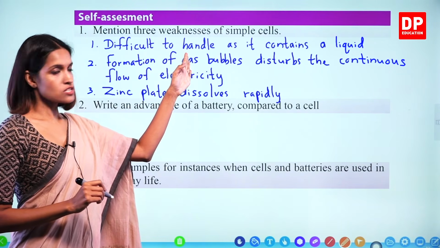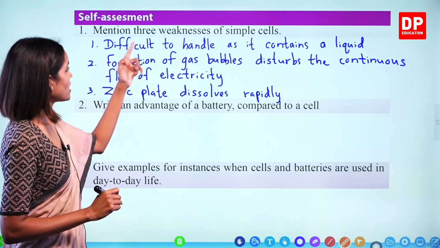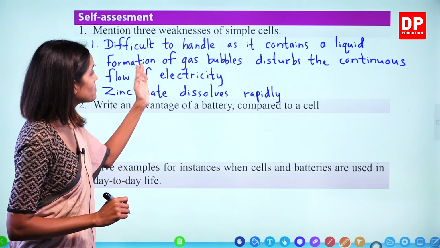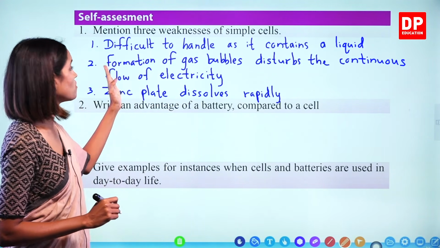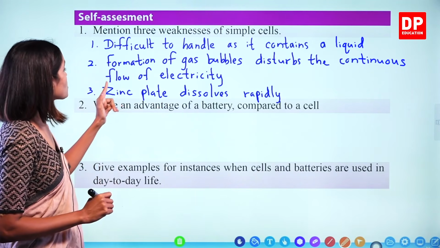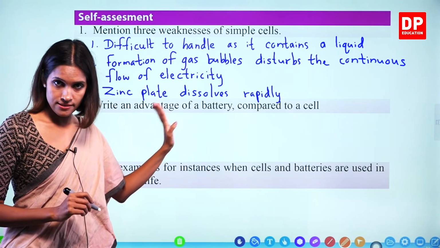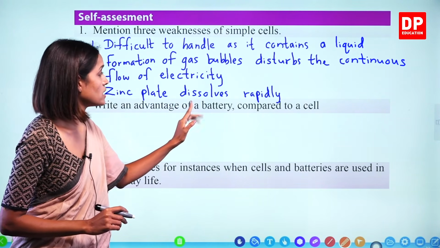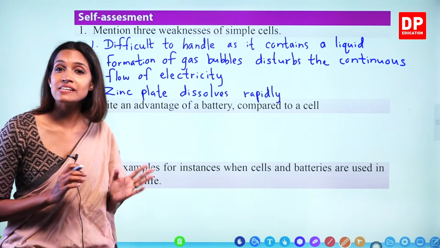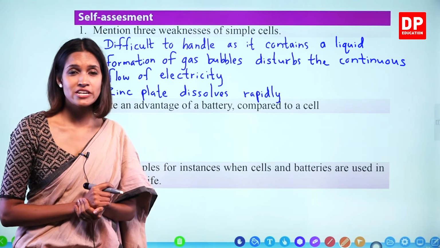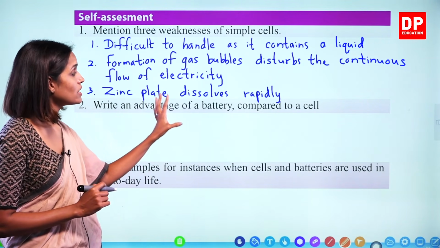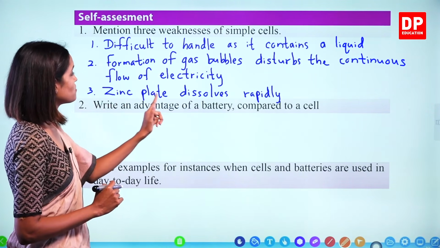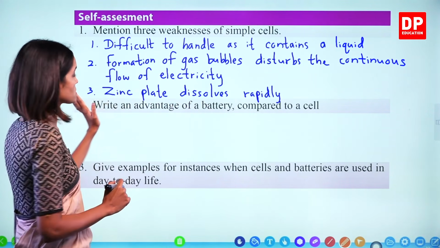Mention 3 weaknesses of simple cells. Difficult to handle as it contains a liquid. Formation of gas bubbles disturbs the continuous flow of electricity. Zinc plate dissolves rapidly. Understand? Number 2. Write an advantage of a battery compared to a cell. It's very clear after doing the previous experiment. We can obtain more electricity from a battery. Okay, we will write that. Write an advantage of a battery compared to a cell.